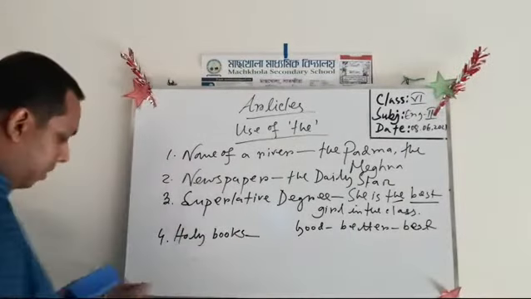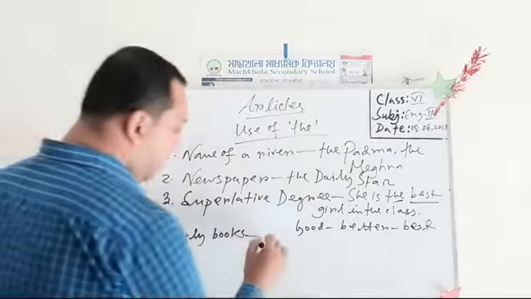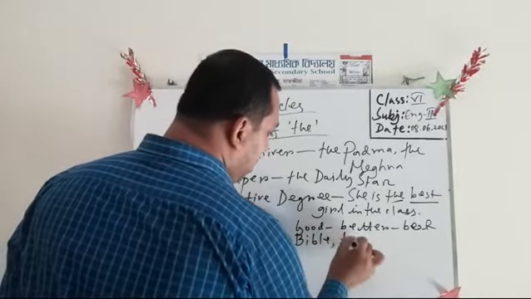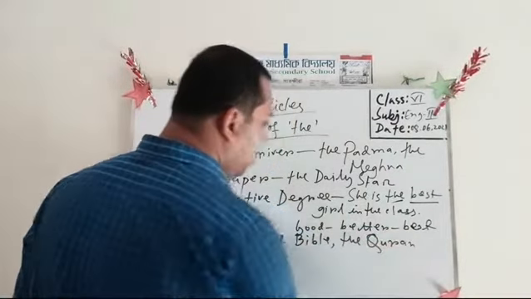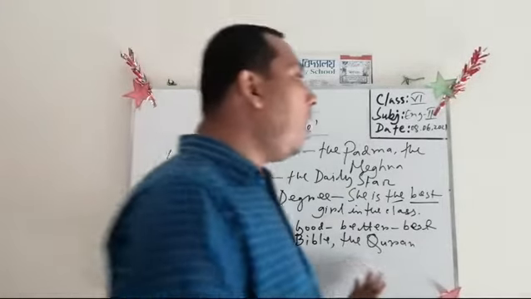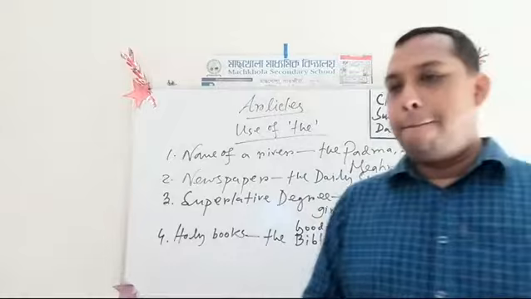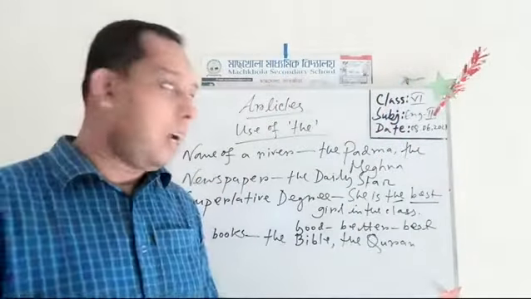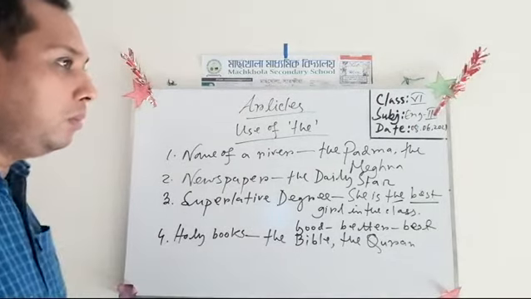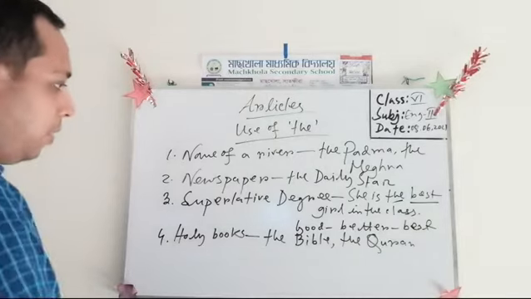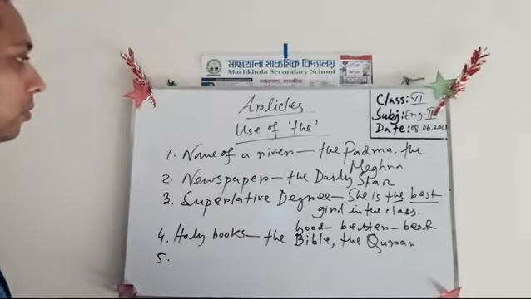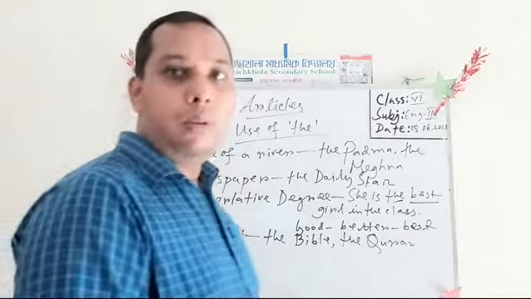Holy books. As for example, the Bible, the Quran. So we use the before them. The Bible, the Quran, the Tripitaka, the Puran. Before holy books, we use the. Number five.